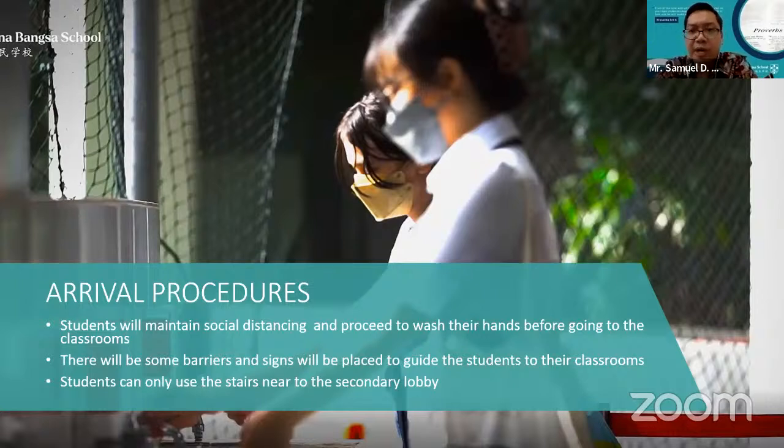At the end of term 2 hybrid, we used only building B, 2nd and 4th floor. Now, since all levels will report to school, you will use your own classrooms. Okay, I hope you know where the classrooms are. If not, there will be signs to help you identify the classroom. Students can only use the stairs near the secondary lobby. Okay. There will be teachers who will guide you there.